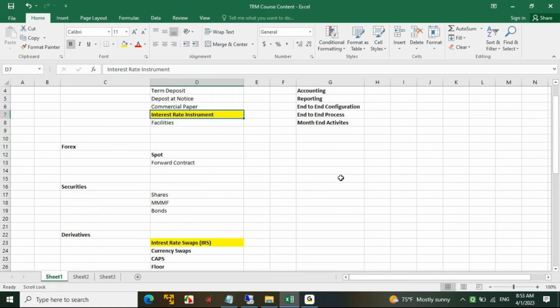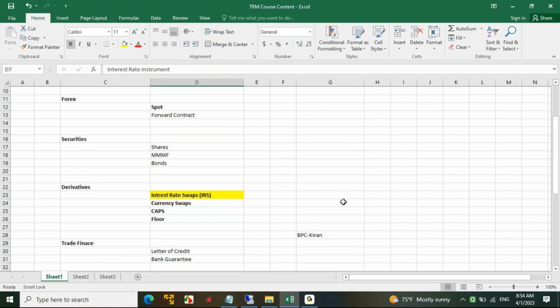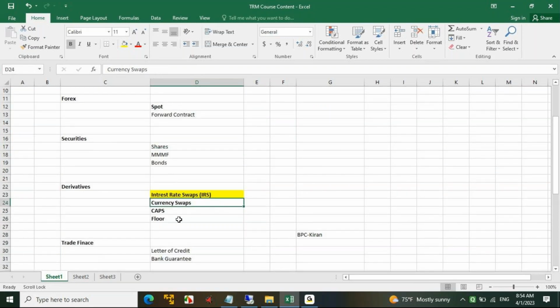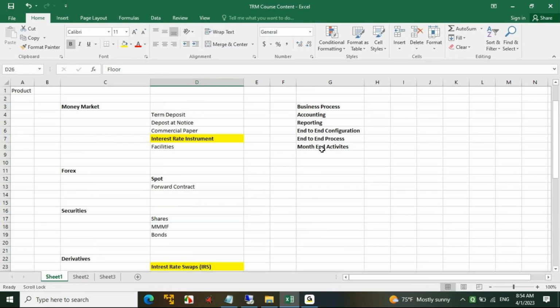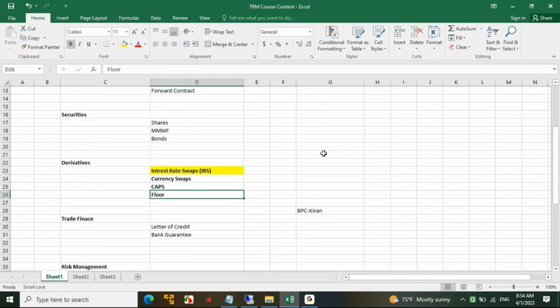Okay. Let's say corporates have taken a loan at a fixed rate of interest. Now they are thinking of converting that loan into a variable rate of interest. How the interest rate swap plays a vital role there, that linking I'm going to tell you. Similarly for currency swaps: what is a currency swap? And how are caps and floors related to the other products?